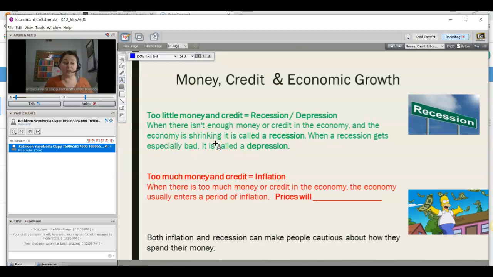Now, when that recession becomes so bad that people can't afford anything, and the value of a dollar becomes really bad, then that is called a depression. Now, you also have the flip side. Too much money and credit equals inflation. When there is too much money or credit in the economy, it usually enters a period of inflation. Prices will go up. The fact that there is too much money or credit in the economy causes inflation.